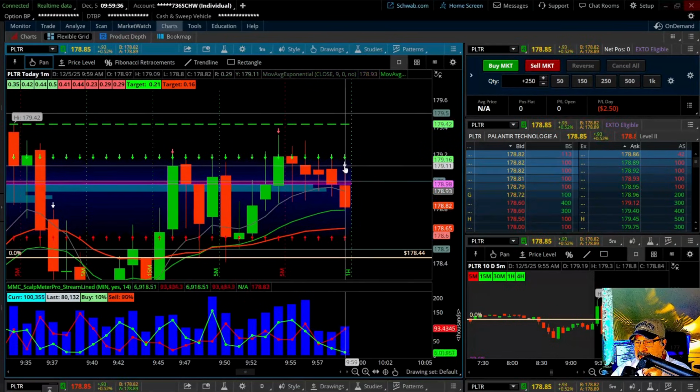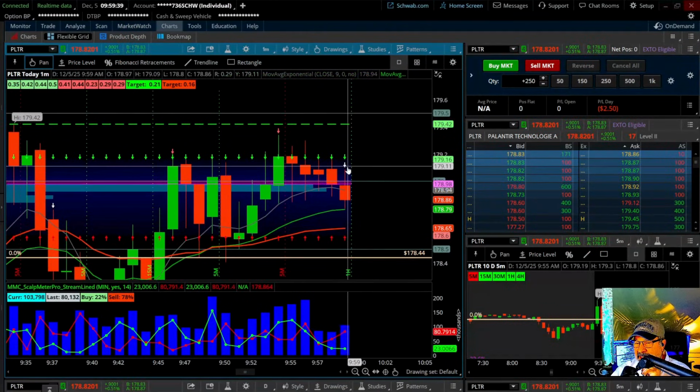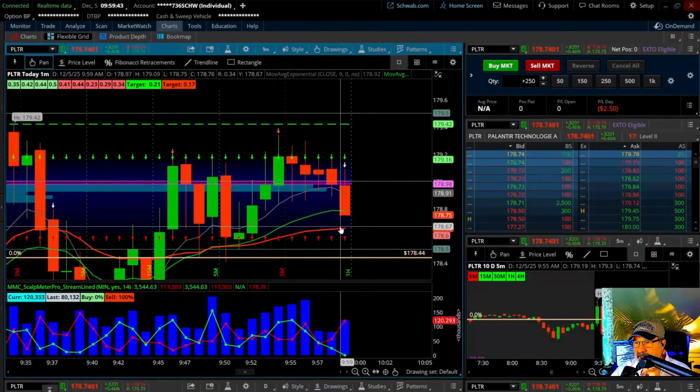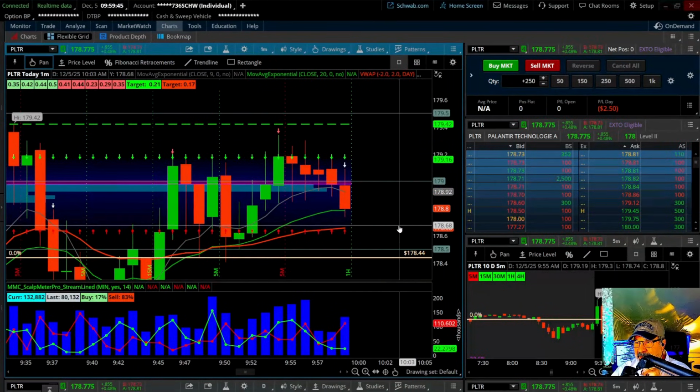The MACD, this is another custom indicator. I didn't go into it, but it's sending it down. It broke the 9 moving average. This is the 9 moving. That's the 20. That's the VWAP. Everything is saying go down.